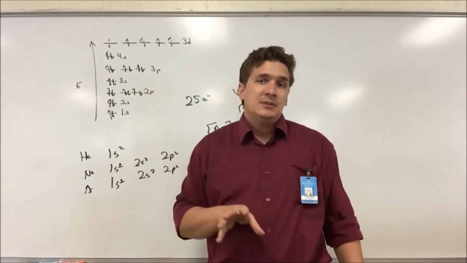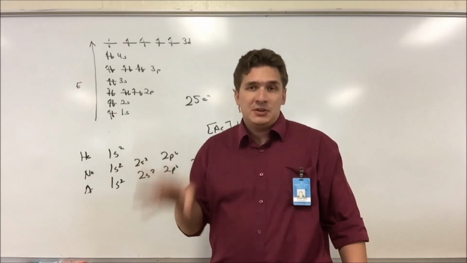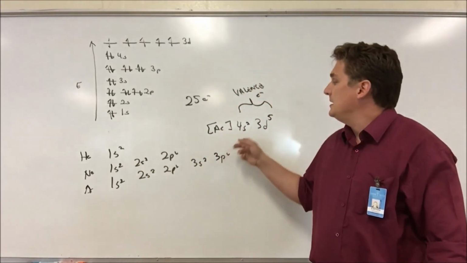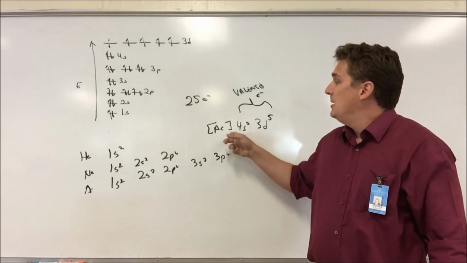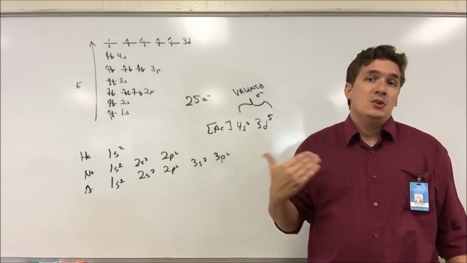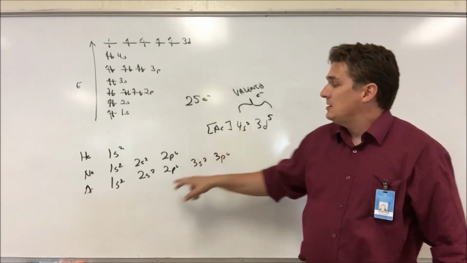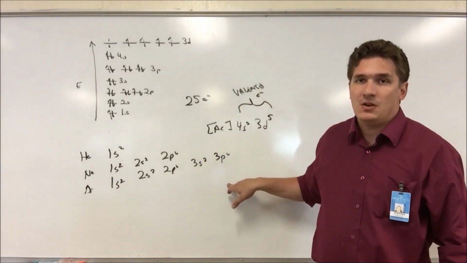So the noble gas configuration is a special subset of the electron configuration, and all it is is a shorthand that emphasizes what the valence electrons are by replacing all those core electrons with just a noble gas. And this bracket Ar just represents all these electrons here.